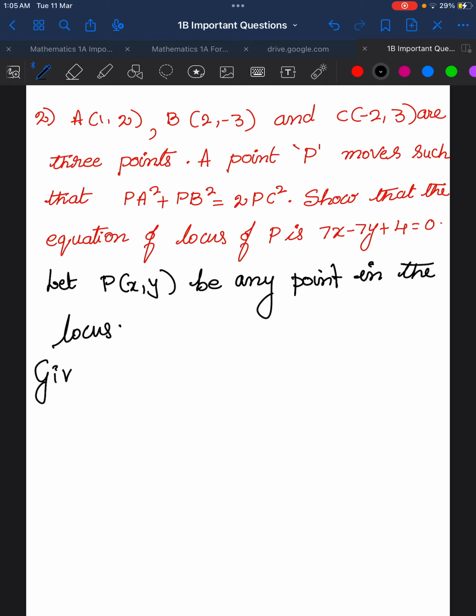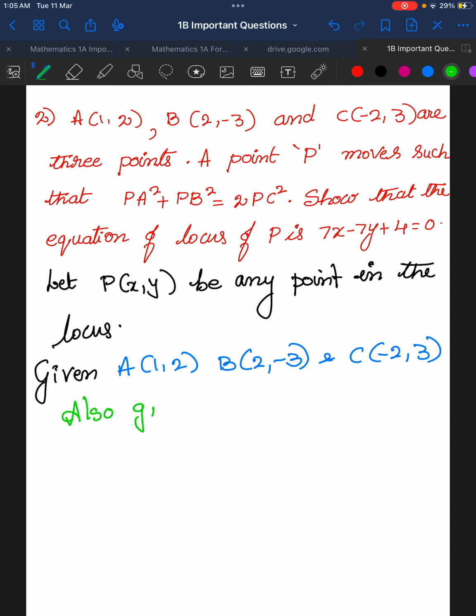What is given? The given points are A(1, 2), B(2, -3) and C(-2, 3). Also given is the condition: PA square plus PB square is equal to 2PC square.